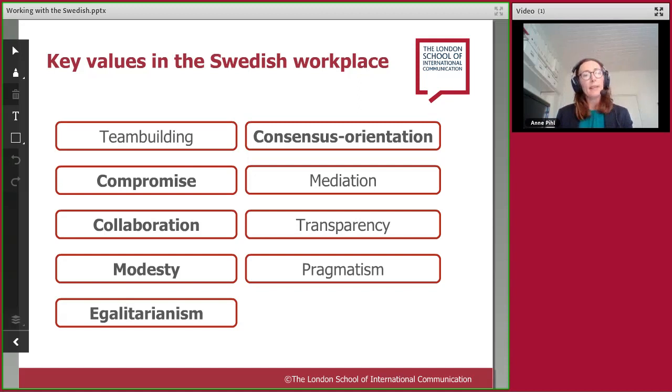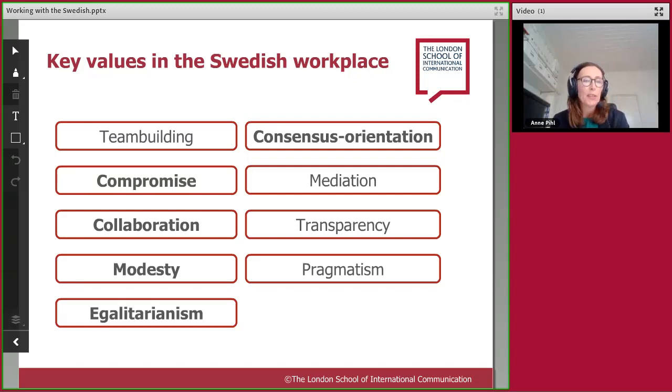And this is a common struggle for a lot of expats when they come to Sweden. How do you find your way, and how do you strike the right balance in a flat hierarchy where there are no clear directives and you're supposed to get on with your work independently and get consensus? Plus, how do you make a good impression when you're supposed to be humble, have a humble approach, and you're not supposed to stand out in any way?